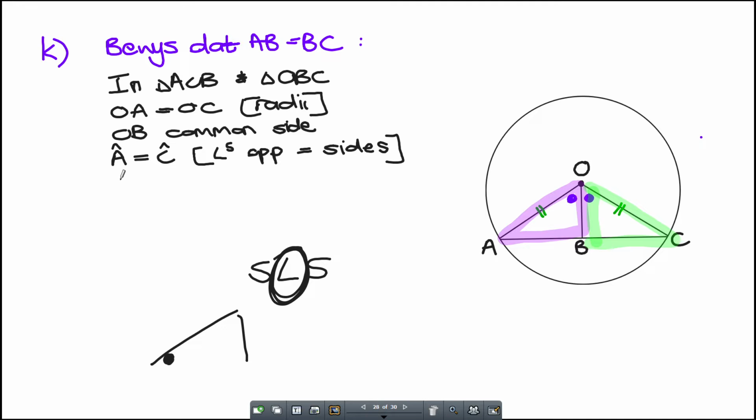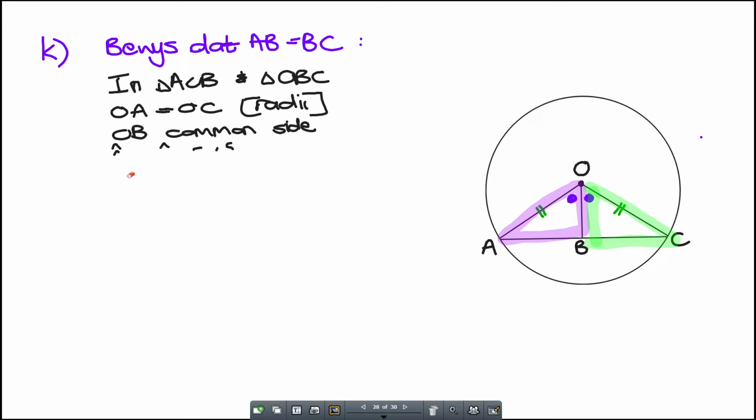So jy kon daai A en C gebruik het. Maar dan moet jy eerder twee hoekies en 'n sy gebruik het, nee? So then your reason would be angle, side. Okay, so what I'm going to do is I'm going to take this angle out because I can't work with that one. It needs to be a inclusive angle. So dan gaan ek moet sê, hoekie O1 is gelyk aan hoekie O2.